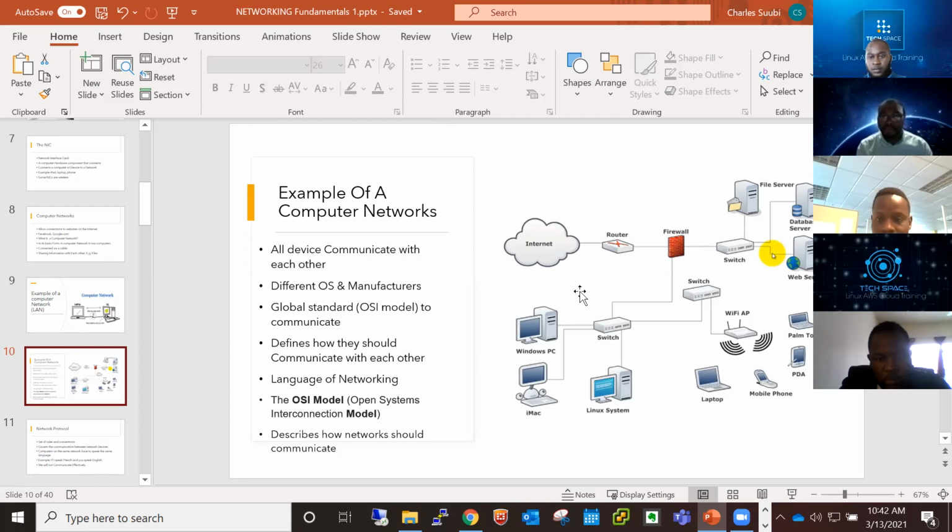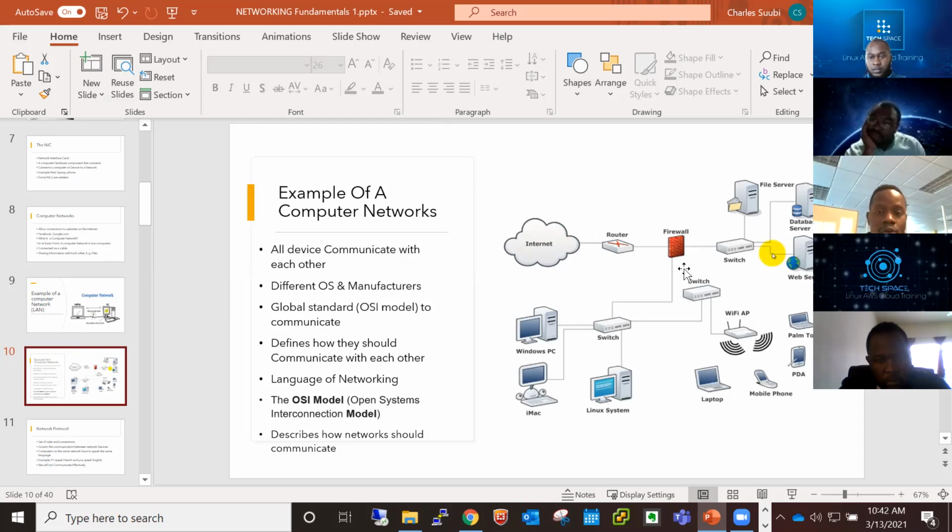So this is an example of a bigger network. So all devices communicate with each other. So we have this network right here, and all these devices are communicating with each other. And guess what? The router might be manufactured by a different manufacturer. These servers don't necessarily have to be from the same manufacturer. This server right here may be from Dell, this may be from HP, and this may be a Windows server. They don't have to be from the same manufacturer, but guess what?